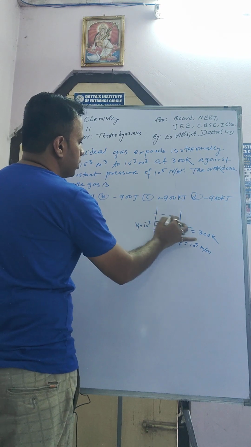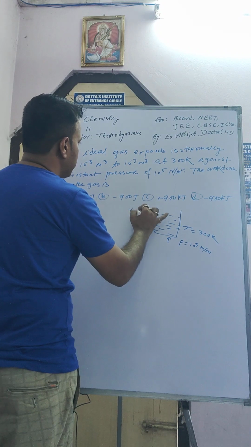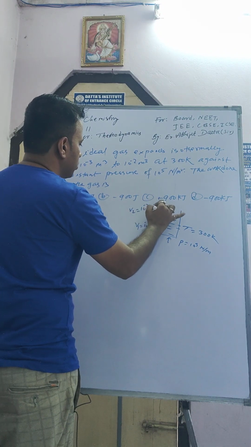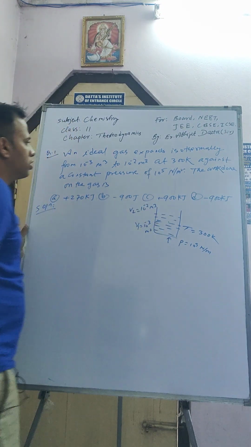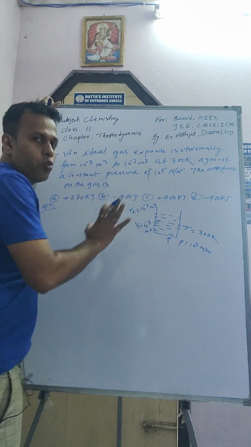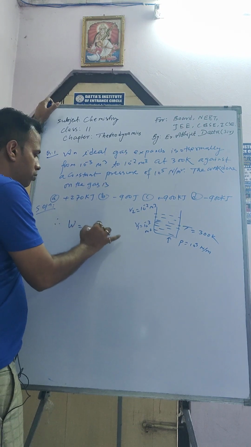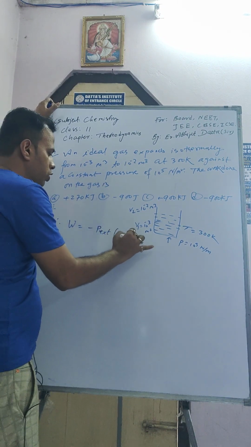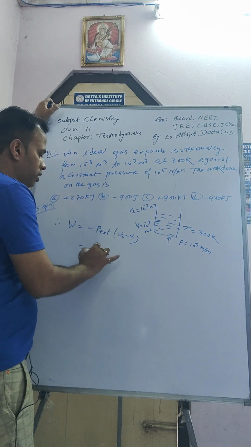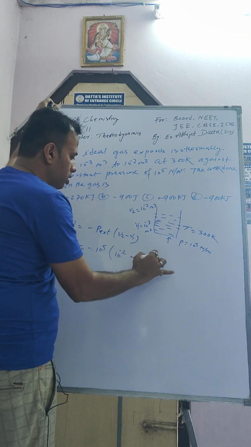After you reduce the pressure, its volume is increased. The final volume is 10 to the power minus 2 meter cube. From the data we have to find out the work done on the gas. How much work is done on the gas? We know that work done is equal to minus P external times V2 minus V1. So pressure is 10 to the power 5, V2 is 10 to the power minus 2, minus 10 to the power minus 3.